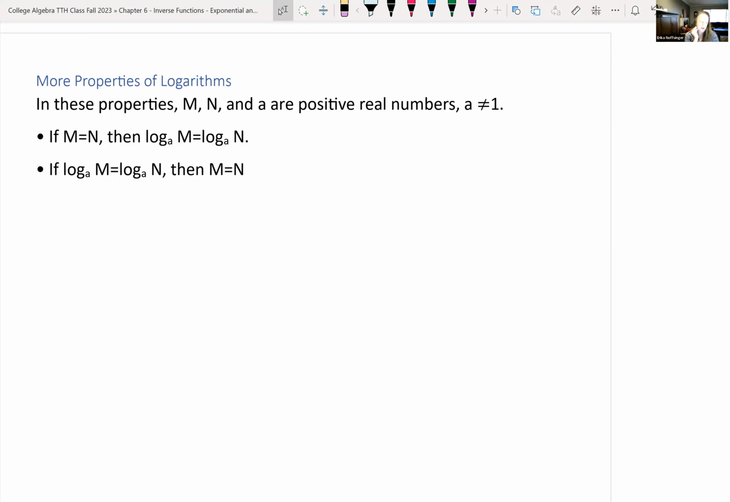So we can go different directions. If we are given M is equal to N, then we can basically take the log of both sides of our equation. So if we take log base a of M, this would equal log base a of N. Or we can go in the opposite direction. So if we're given two logs equal to each other, we have the same base, there's no other constants out there floating around, so a log equal a log, then we can say that the argument M must equal N.